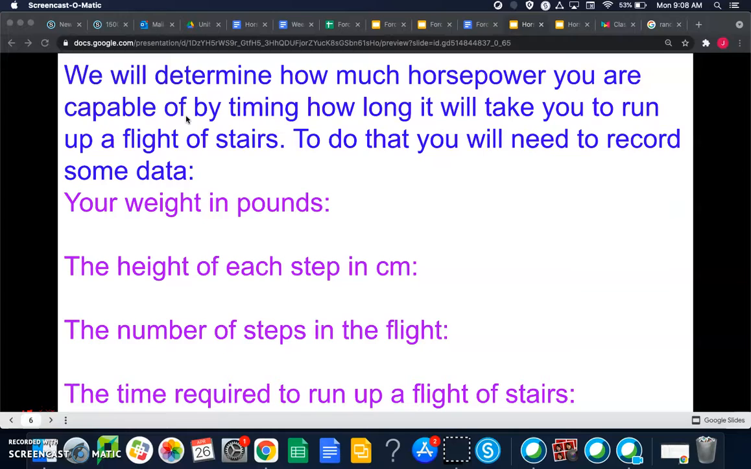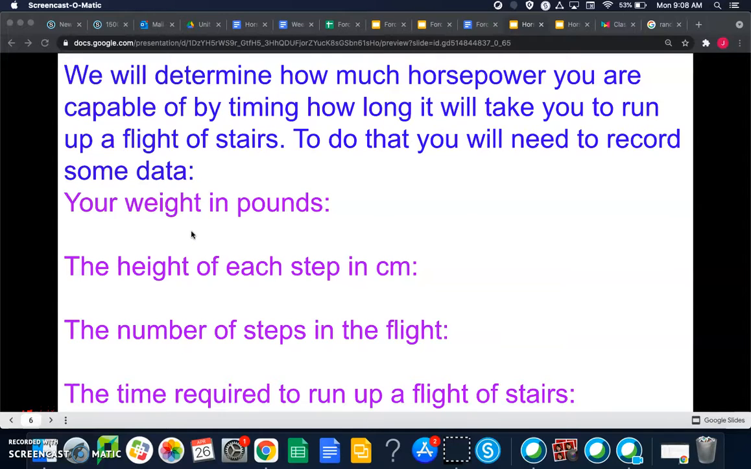To do this, you're going to need to record some data. So first, your weight in pounds. If you don't know your weight in pounds, you can just estimate, or if you don't want to give me your exact weight, you can just make up a weight. That part's not super important.